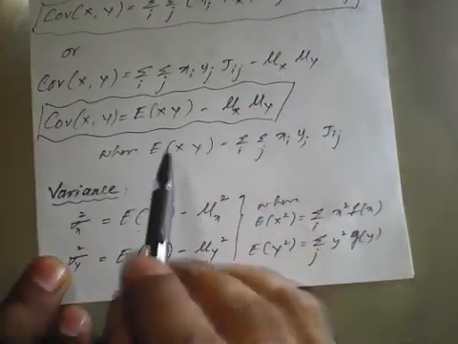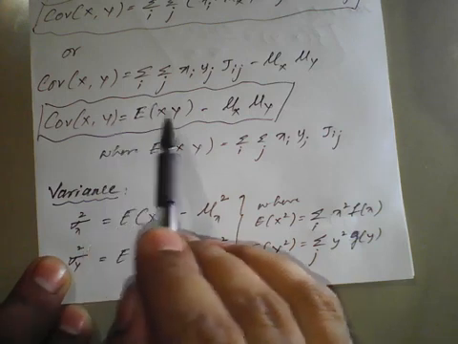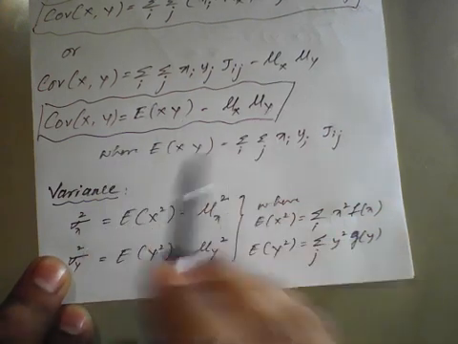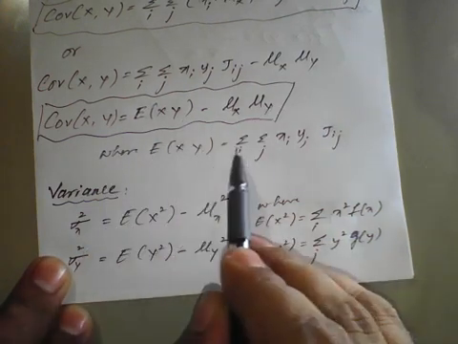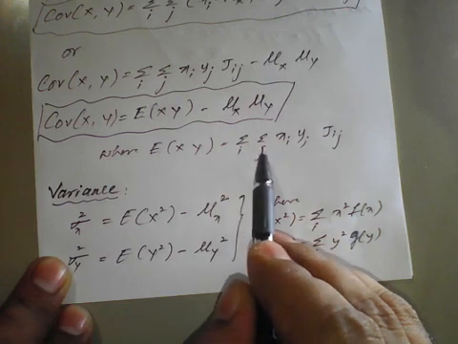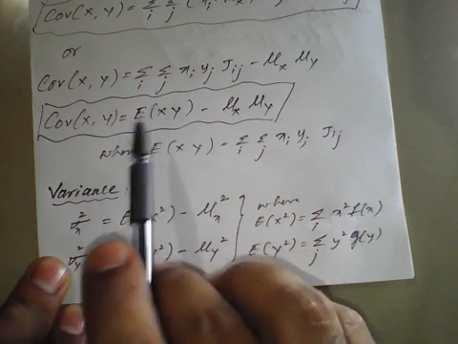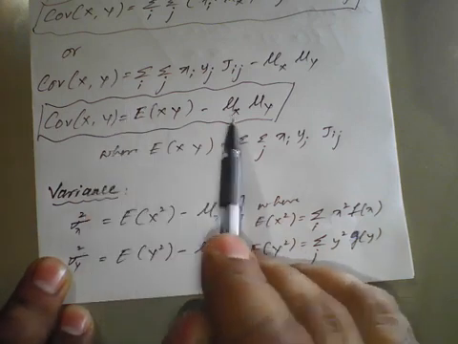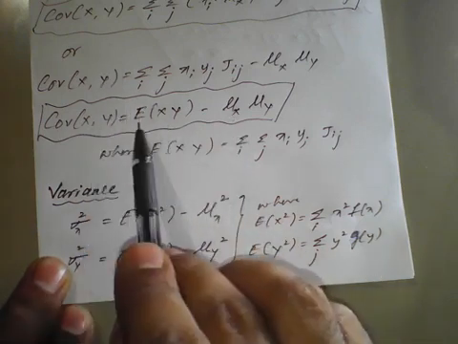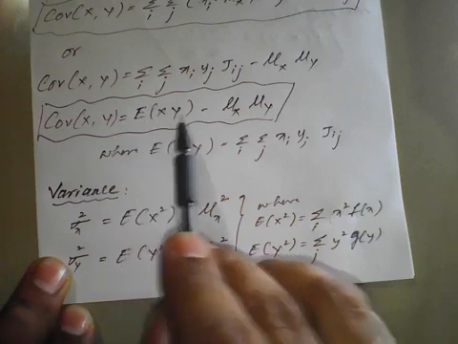But remember, what is covariance of xy? It is expectation of xy minus mu x into mu y, where expectation of xy is nothing but the summation over i, summation over j of xi yj f of ij. So in this way the covariance formula is described here. Better we use the covariance formula as expectation of xy minus mu x into mu y.